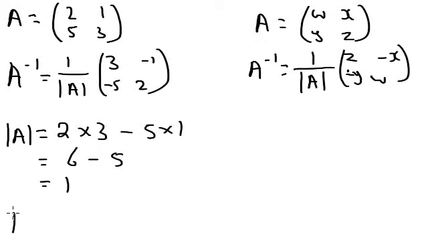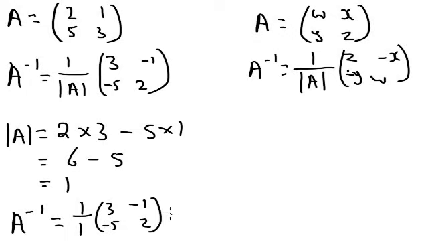So at the end of the day, the inverse of matrix A will be equal to 1 by 1 multiplied by 3, -1, -5, and 2. And the final answer is 3, -1, -5 and 2. And this is the simple and quick way to determine the inverse of a matrix.